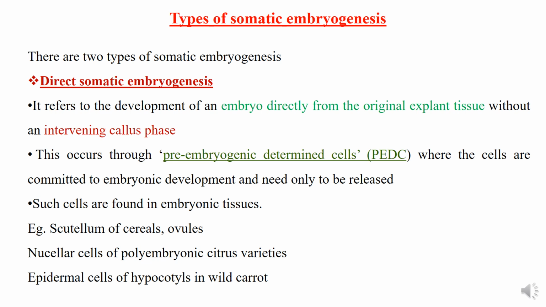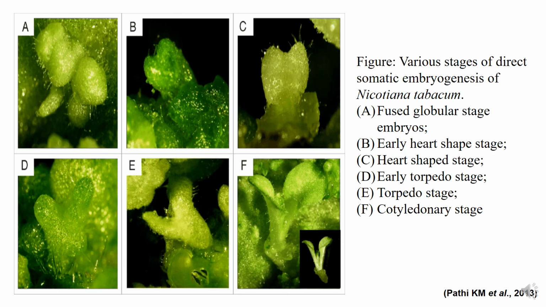Examples of such PEDC cells are the scutellum of the cereals, and ovules and nucellar cells of the polyembryonic citrus varieties, where from polyembryonic citrus varieties we can obtain the embryo from the nucellar region, and epidermal cells of the hypocotyls in wild carrot.